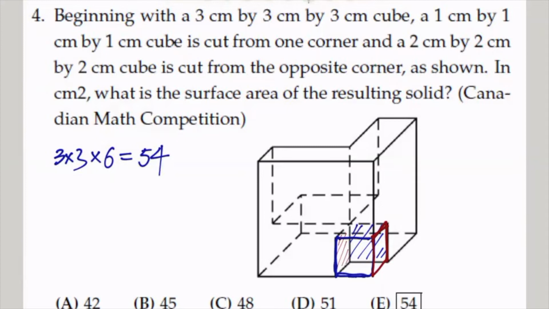And also, if we look at the bottom, we lost one face, but on the other hand, we gained a face of the same area, which means that if we cut a corner of a cube, it doesn't matter. The surface area of the solid won't be changed if we cut corners. Thus, the answer is 54.